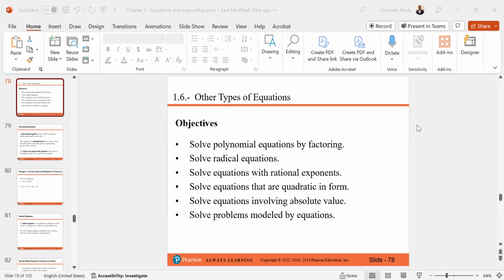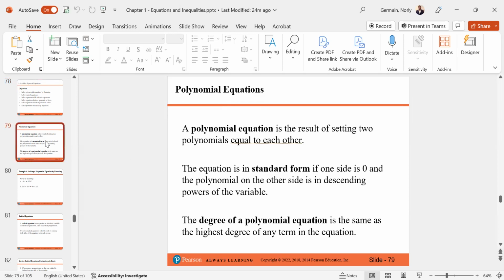So, yes, we just talked about TV subscribers, or how we can model the subscribers to streaming services. Polynomials have a lot to do with it. A polynomial equation is the result of setting two polynomials equal to each other. The equation is in standard form if one side is 0 and the polynomial on the other side is in descending powers of the variable.